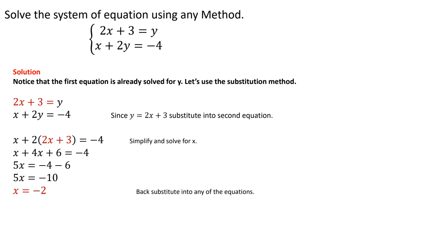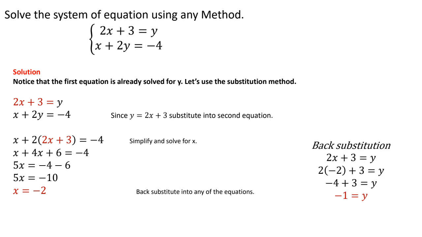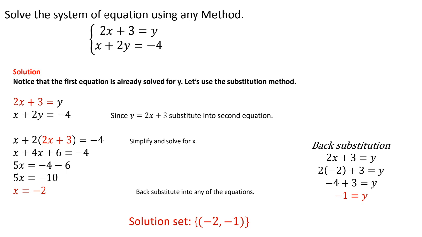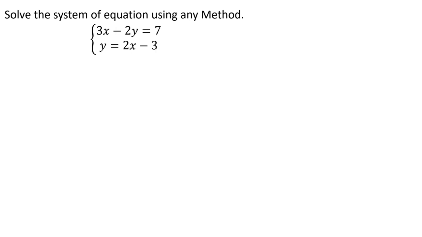Now we can back substitute, so we can take x equals negative 2 and plug it into any of the equations. I'm going to plug it into the first one. So I end up with 2 times negative 2 plus 3 is equal to y. So 2 times negative 2 is negative 4, plus 3 is negative 1. So my solution, you always write it as an ordered pair, is negative 2 and negative 1. If you had used the addition method, you would still end up with the same answer.